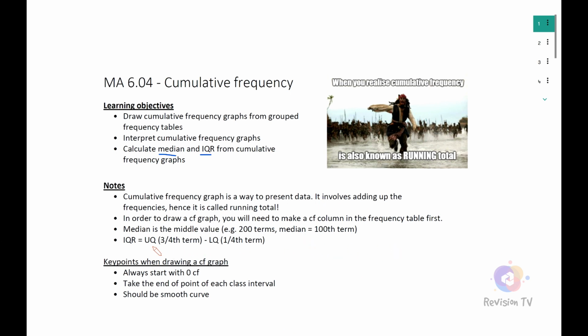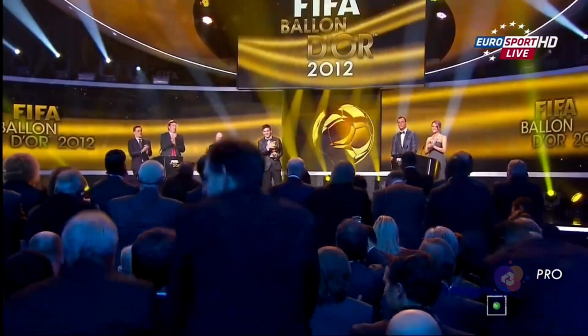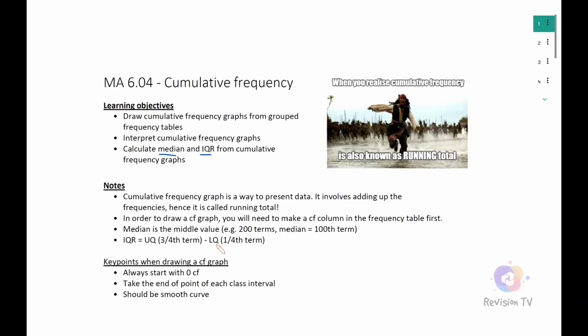For IQR, you first of all have to work out the upper quartile, which is the 3/4 of the term. So 200 times 3/4 is 150. If my mental maths quickly is correct, yes. And minus the lower quartile, which is the 50th term, a quarter times 200.